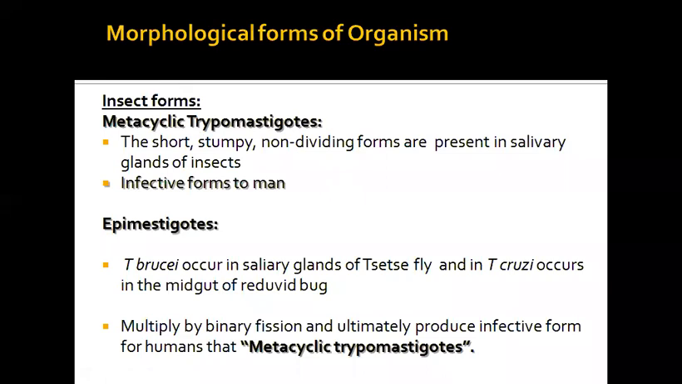Next, we have the epimastigote forms. These epimastigote forms of Trypanosoma brucei occur in the salivary glands of the insect vector, that is the tsetse fly, and in Trypanosoma cruzi, they are found in the midgut of a reduviid bug. They multiply by binary fission and finally turn into the metacyclic trypomastigote forms, which are infective to humans.